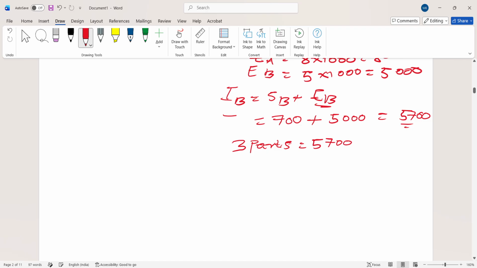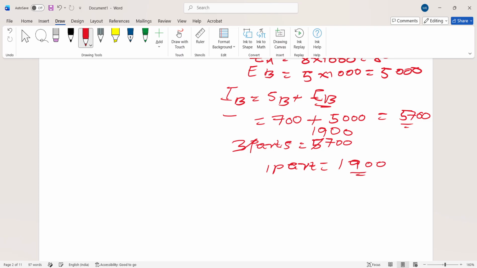So can I find one part? Very easy. 3 into 19 is 57, so 5700 divided by 3 gives 1900. Therefore, one part is equal to 1900.